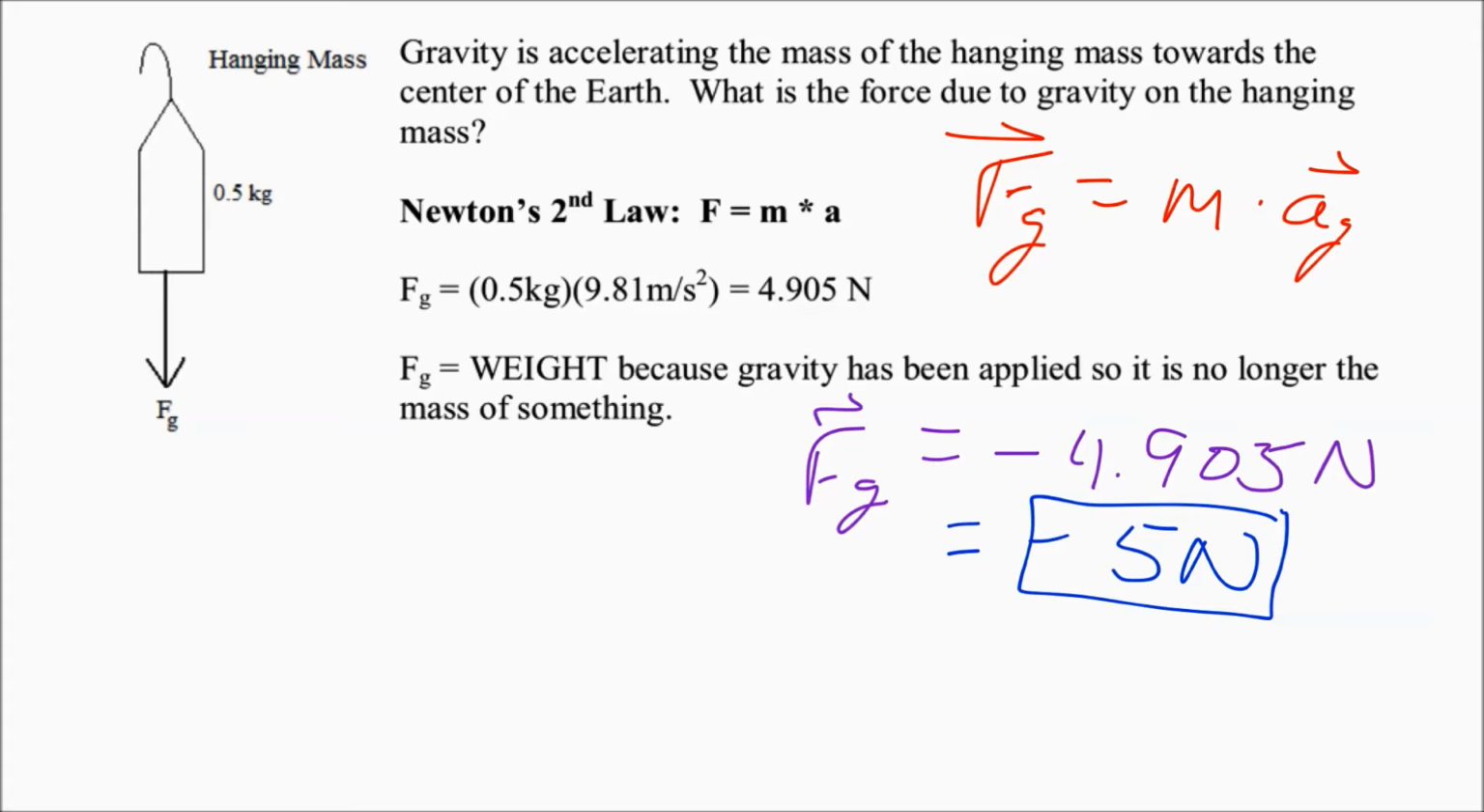Okay? Now, remember, the force of gravity is the weight of the object. We just calculated the weight of that hanging mass to be 5 newtons. Weight could be in pounds or newtons or foot-pounds, or there's all kinds of different units out there for weight. The one that we are using here is the SI unit, newtons, but your weight, that you're used to seeing, is measured in pounds. We could convert your weight into newtons if we wanted to.